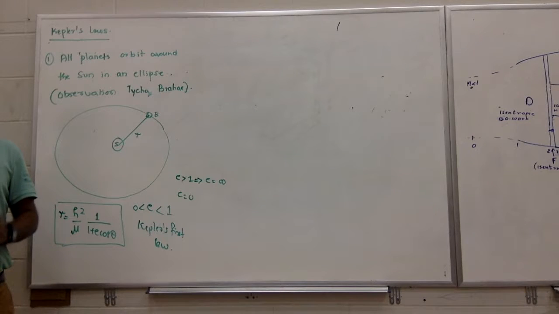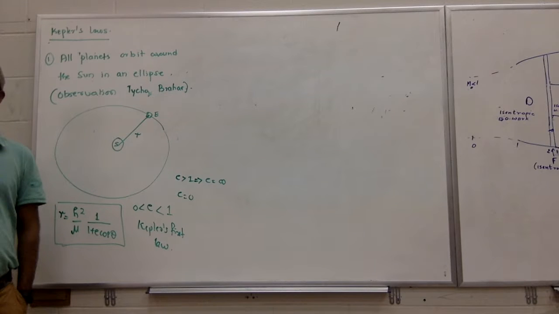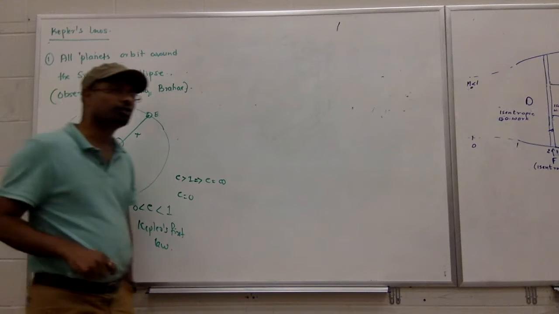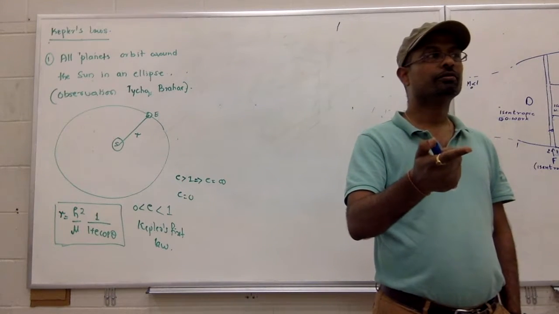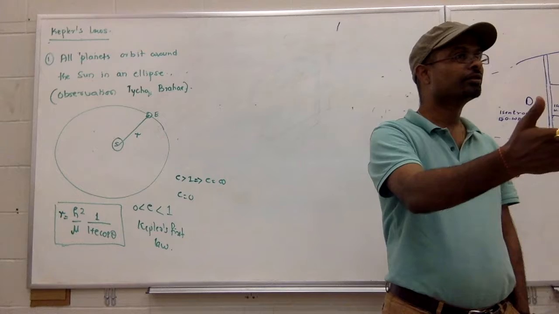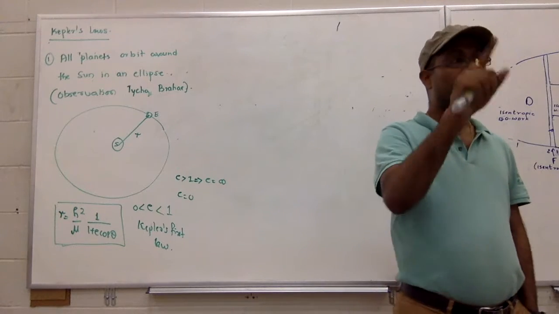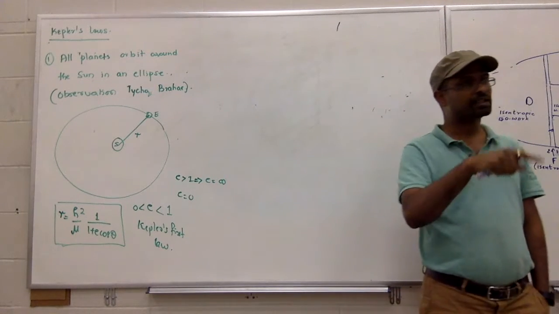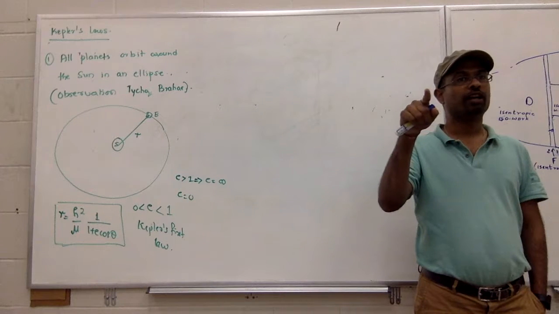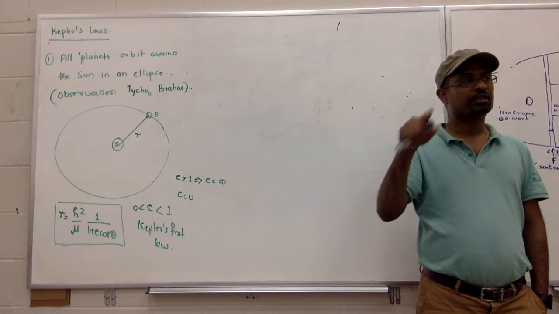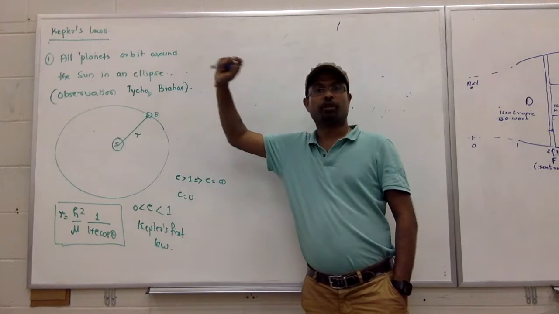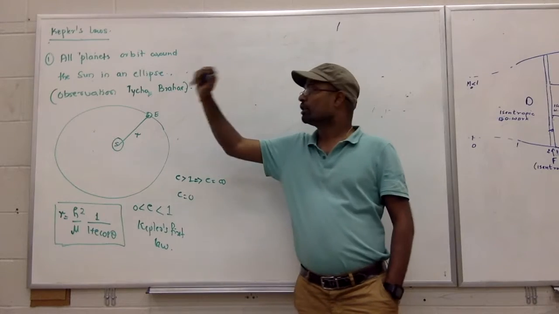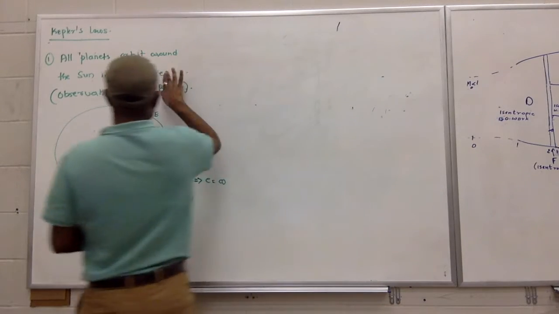It's very specific. What kinds of orbits does 0 to 1 include? Circle, ellipse, and parabola. Between 0 and 1, greater than 0 and less than 1, is ellipse. And Kepler only talks about elliptical orbits.